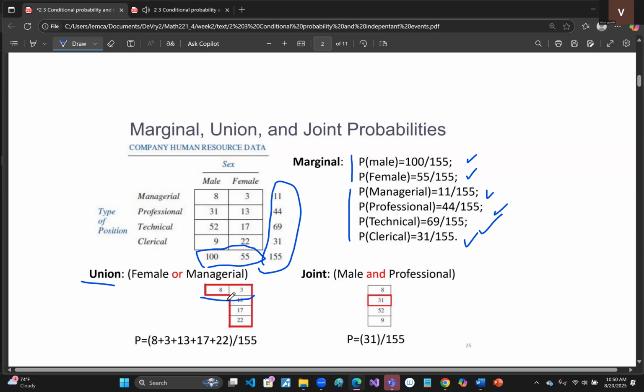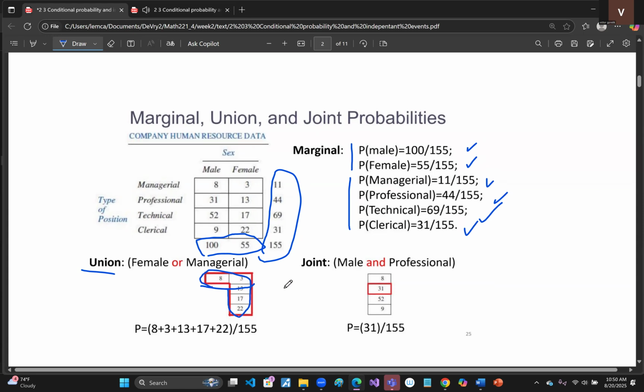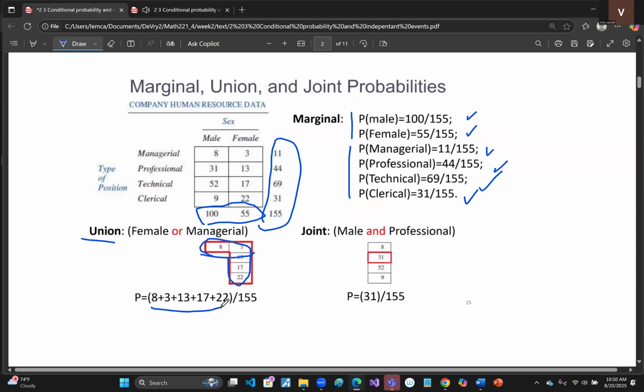For example, the probability of being a female or having a managerial position is 8 plus 3 plus 13, plus 17, plus 22 over 155. Joint probabilities are related to the intersection of a row and column properties. For example, the probability of being a male in a professional position is 31 over 155.